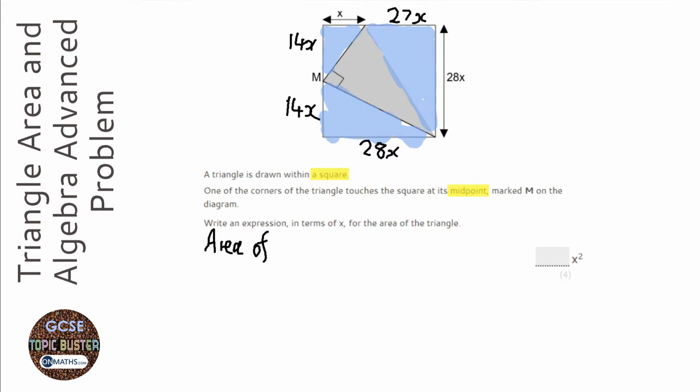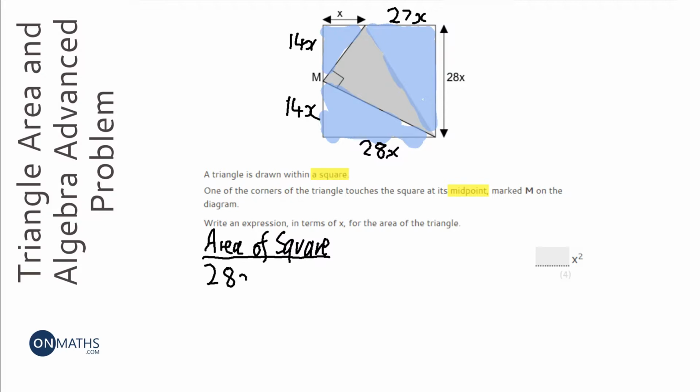So I'm going to write down area of square first. Okay, and I know I'm going to do 28, so I'll underline that. So I'm going to do 28x times 28x.